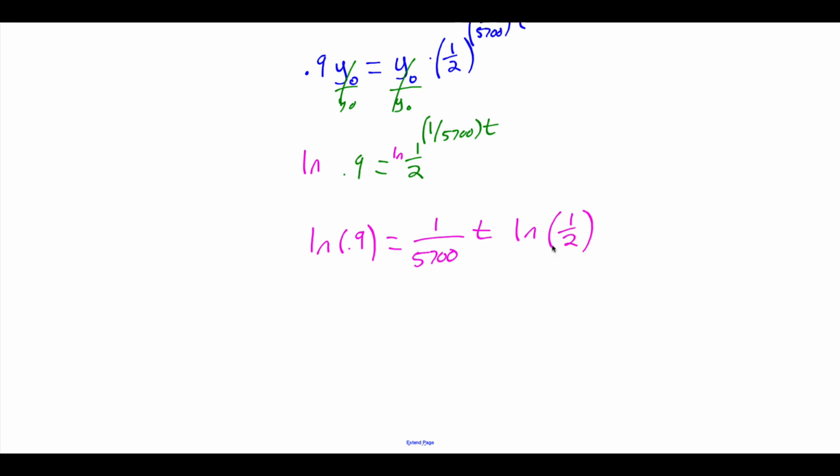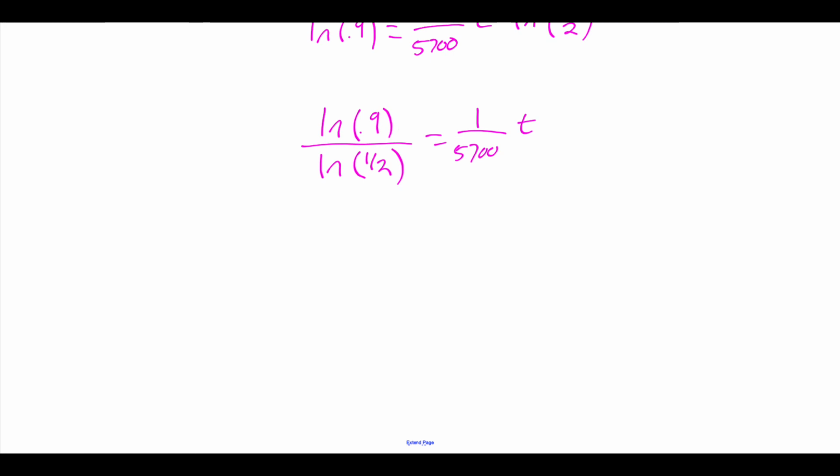Now I want to get t alone, so I'm going to divide that natural log of 1/2 over to the other side. So we've got the natural log of 0.9 divided by the natural log of 1/2 is equal to our 1 over 5,700 t. But then I'm going to multiply that 5,700 over to the left-hand side. So 5,700 times the natural log of 0.9 divided by the natural log of 1/2 is equal to our t value.